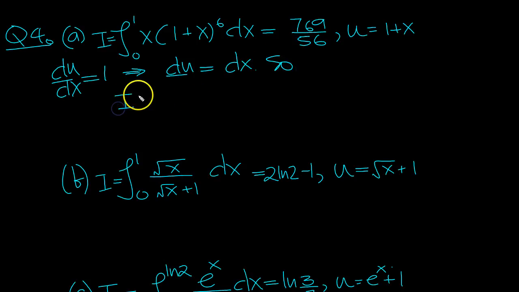So I equals then, so it's u to the 6. Now, x, what's x equal to then? Would equal u minus 1. And then we get du, don't we? Because dx can be replaced by du.